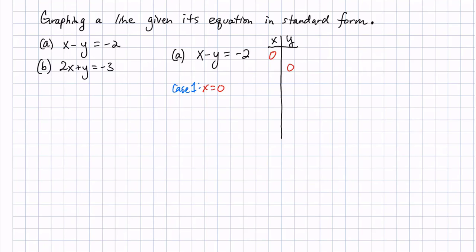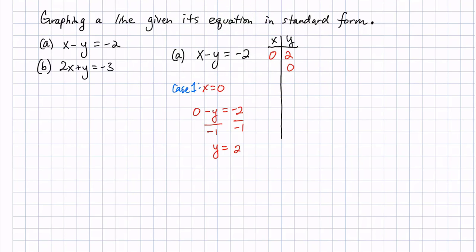So when x is 0, let's see what happens. We get 0 minus y is equal to negative 2. If you divide both sides by negative 1, we end up getting y is now equal to 2. So under case 1, we get 0, 2 as an ordered pair.